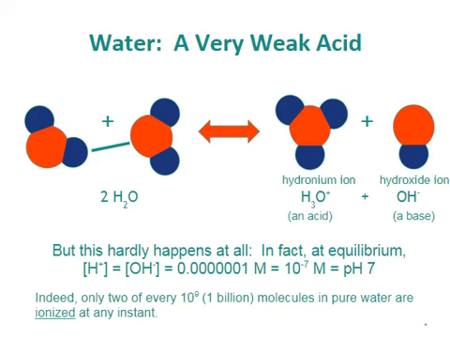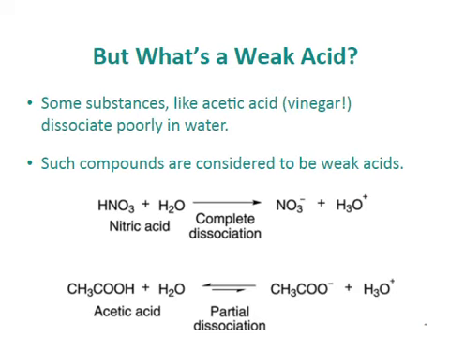So what you end up needing is something that is a little bit better at dissociating when it's in a solution. Some substances like acetic acid, or vinegar, dissociate very poorly. Even though acetic acid is an acid, it's a very weak acid because when it's mixed with water, it partially dissociates into CH3COO minus and some hydronium. The hydronium is what makes this acidic, and this conjugate base has the ability to accept that to make the acetic acid.